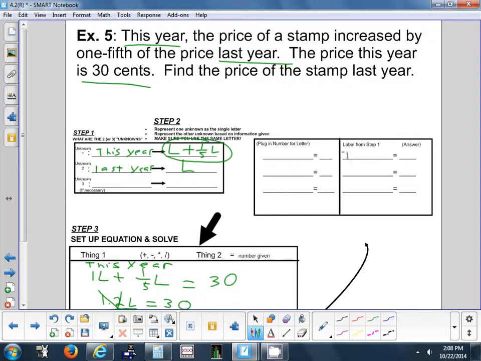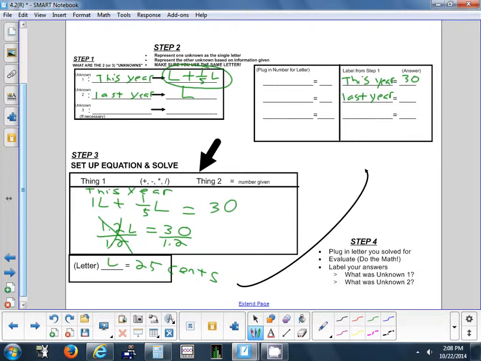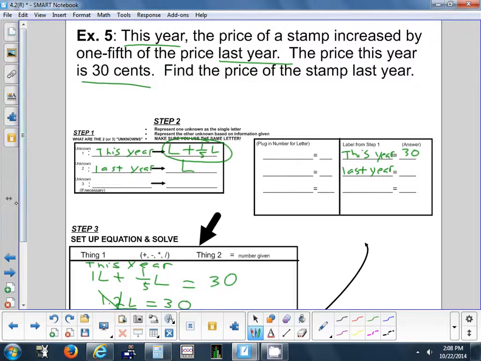Okay, so I'm going to go right to the final answer. How much is this year's price? 30. They told us that in the problem. We could have written that down without even doing any work. And then last year's price? 25. That was L, and L was 25. Some people get a little confused with that one because it's actually less work than the others. They gave you one of the answers to start. Once you get used to it, though, it's actually an easier problem. Okay, questions on that?